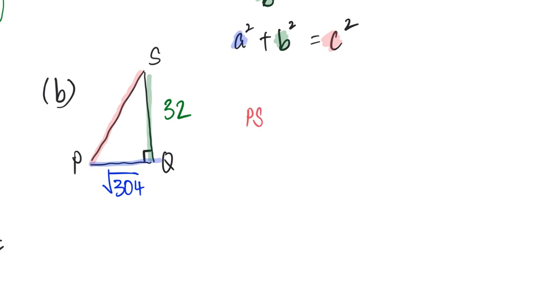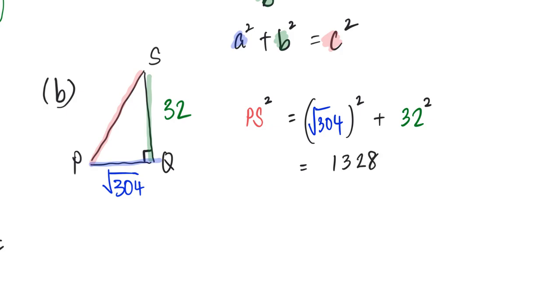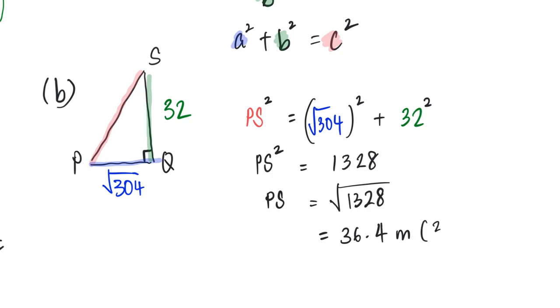So my PS square is therefore equals to my square root 304 square plus 32 square. This will give me a value of 1328, and therefore this will be my PS square. So I will be able to get my PS pretty straightforward. 36.4 meter to 3SF.